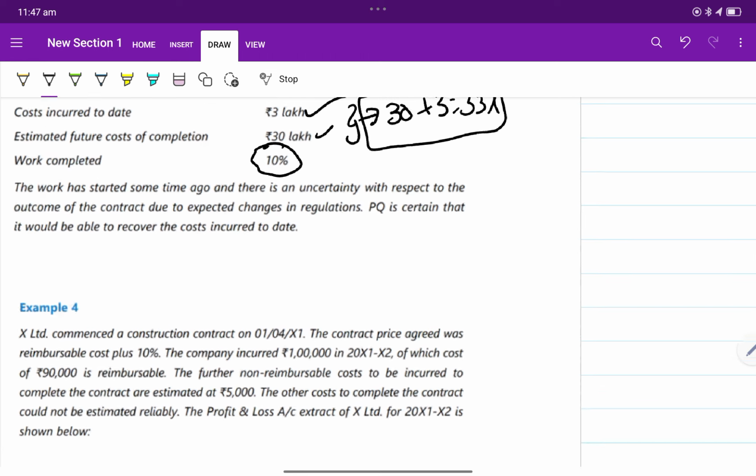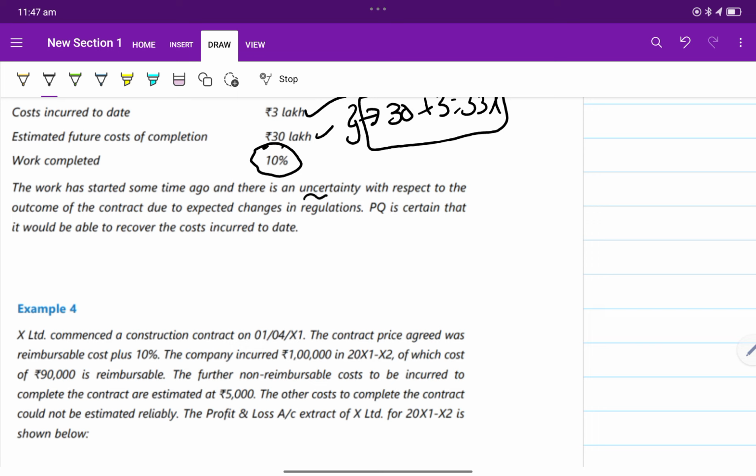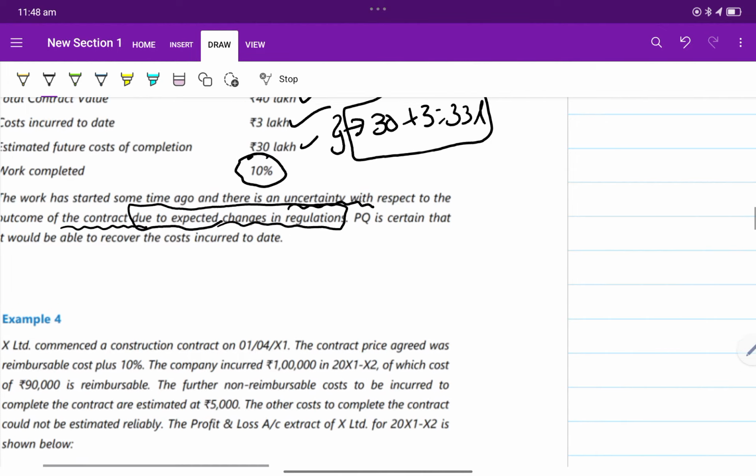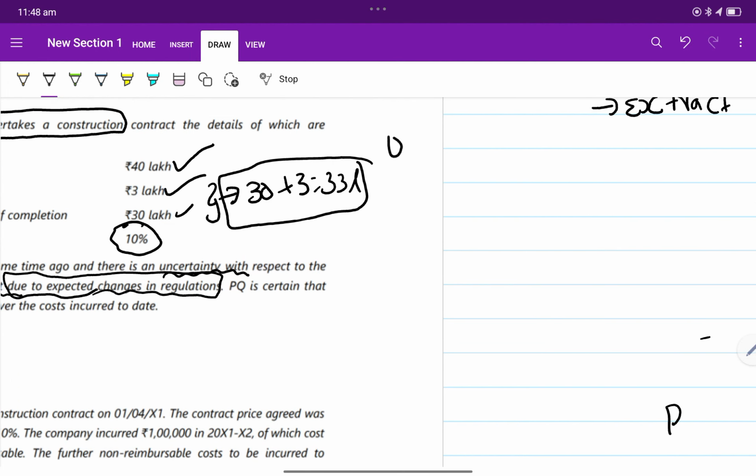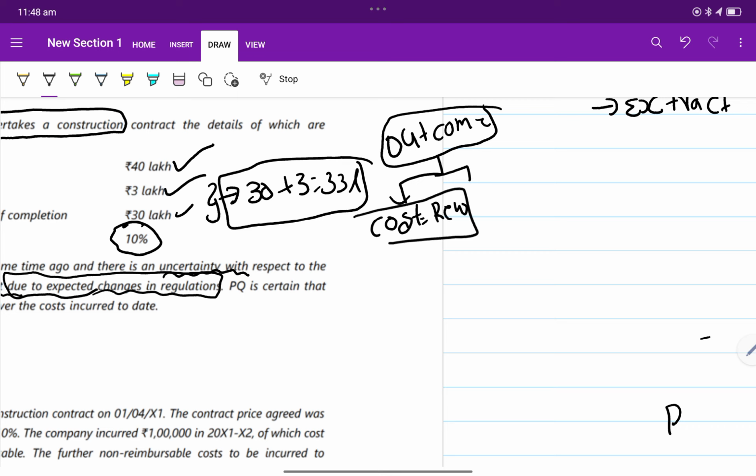Okay, next. The work has been started some time ago. There is an uncertainty with respect to the outcome of the contract, Nana, due to expected changes in the regulation. What he is saying, Nana, is the outcome of the contract is not certain. So if the outcome of the contract is not reasonably estimated, then cost is equal to revenue to be booked, Nana. Then however much cost you incurred, you should book in the expenditure portion, Nana.